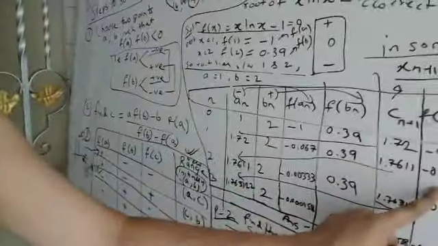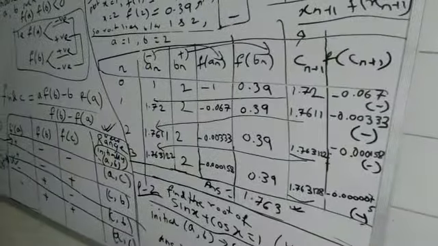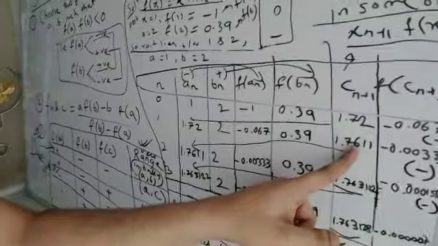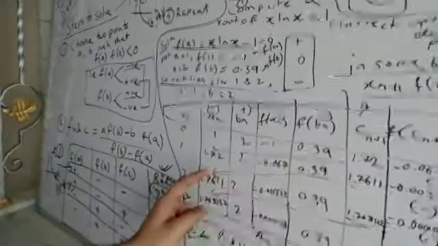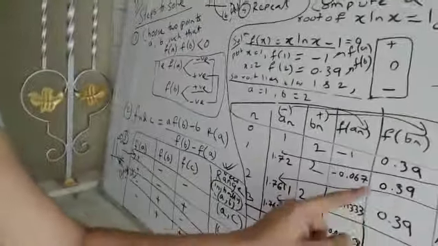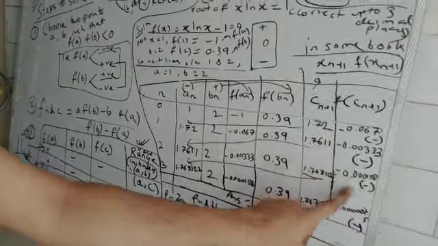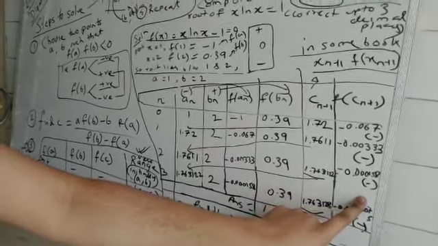Then you again find the function value at that point. It is still negative. That means again my b will remain the same, but a will be updated by the new value of c. The updated value will be written here. Then again you find the function values, then again you find c, then again the function value, still negative. Then the process continues.